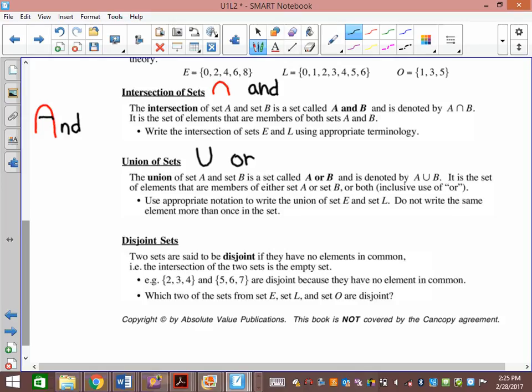So let's go back to these two. The intersection one says, write the intersection of E and L. So E and L. So they want the intersection of E and L. So what's in E and in L? What numbers? Will? 0, 2, 4, and 6.